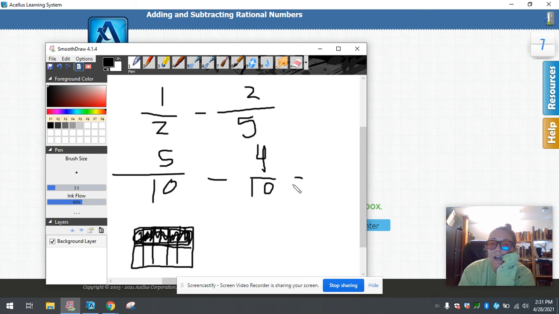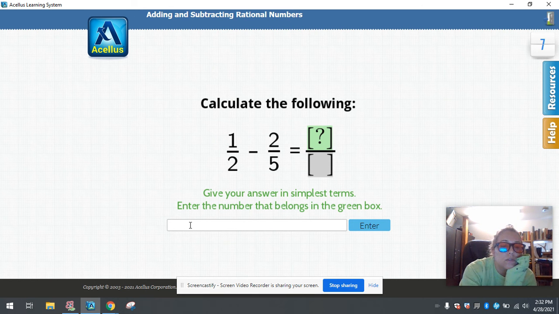We do not subtract the denominators. The denominator is going to stay the same. We're going to go 5 minus 4, and that's 1. So we get 1/10. We can't reduce that. So that's our answer: 1/10.